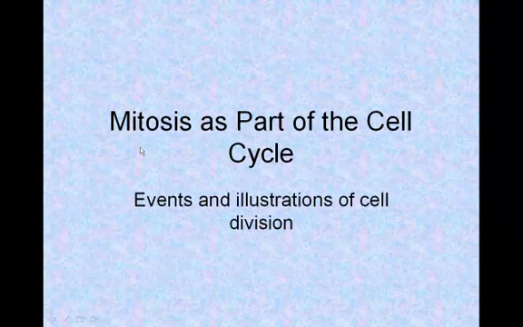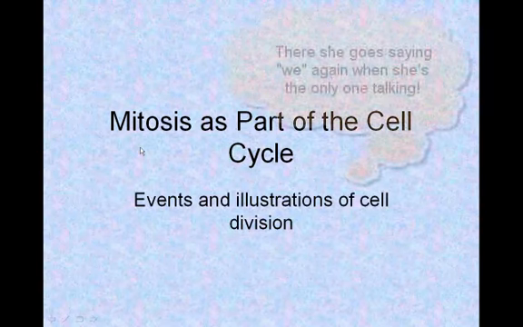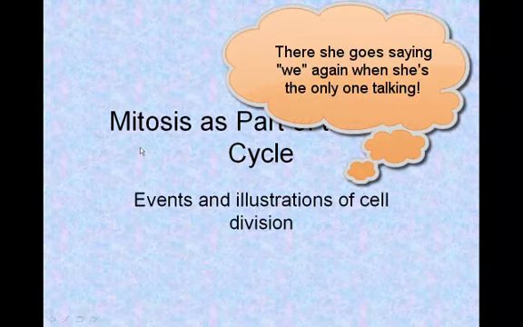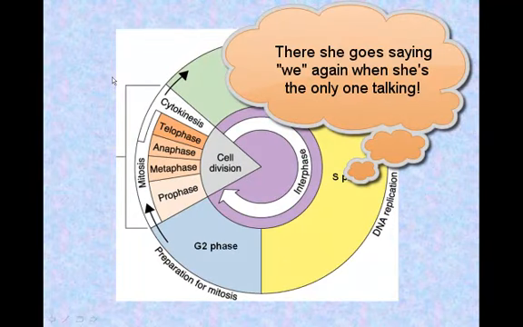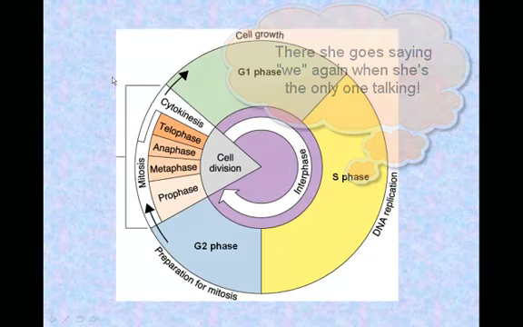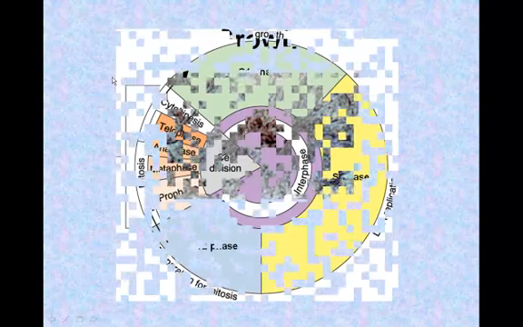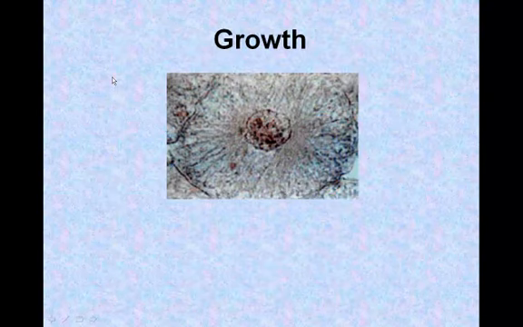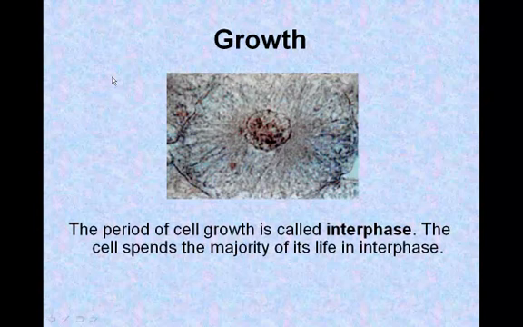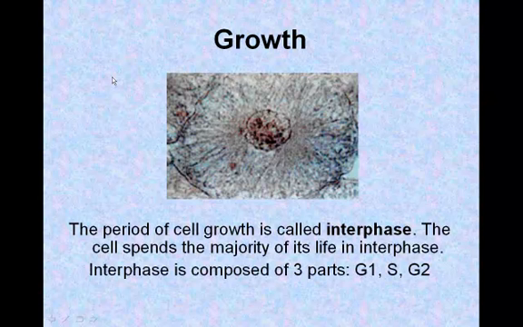Now, we're going to talk about the cell cycle and specifically what mitosis does within the cell cycle. So here's your cell cycle diagram again. You don't have to copy this. You already have a simplified version of it in your notes. So we're going to start with cell growth, which is interphase. So the period of cell growth is interphase. This is where the cell spends most of its time, and it has three parts, G1, S, and G2.